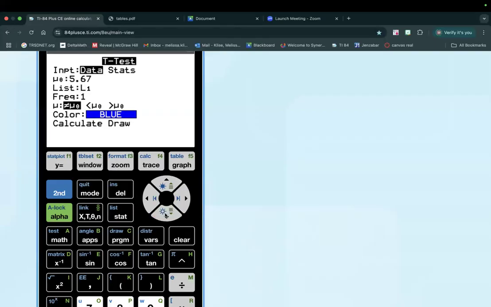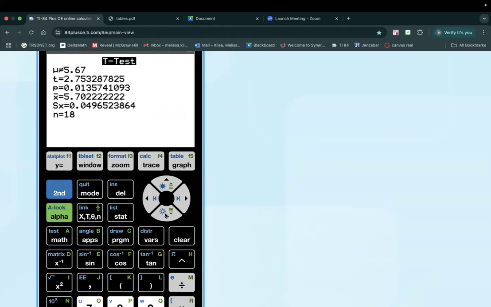And this one is not equal to. So I'm going to put it on not equal to. Then go down to calculate. I'll give you a second to catch up. And hit enter. All right.